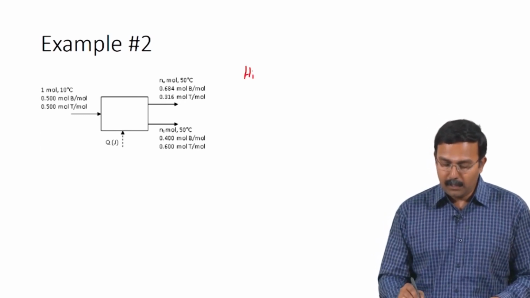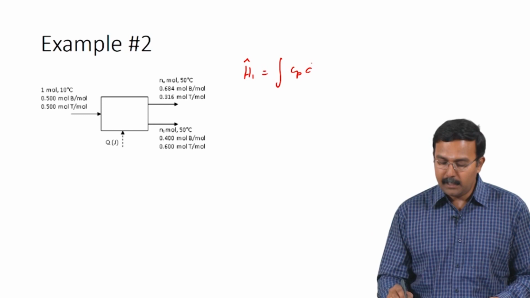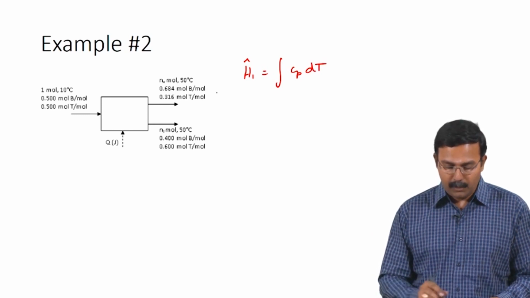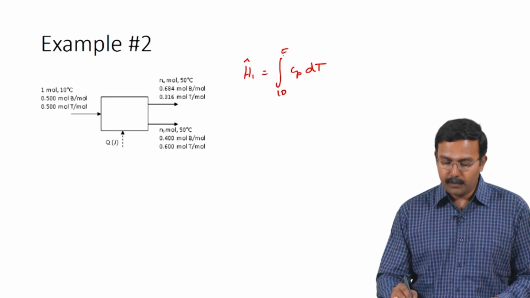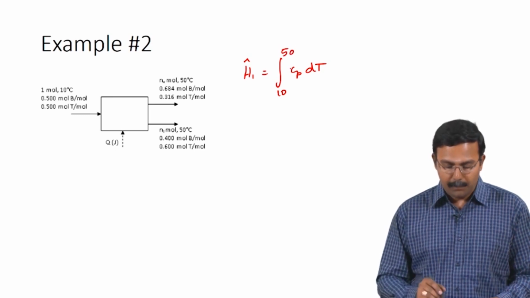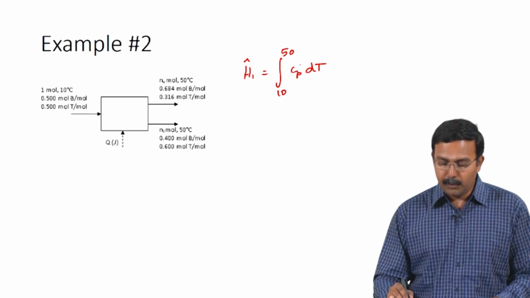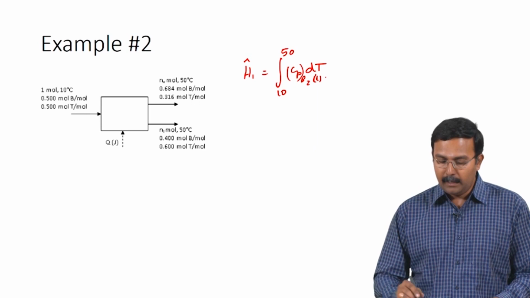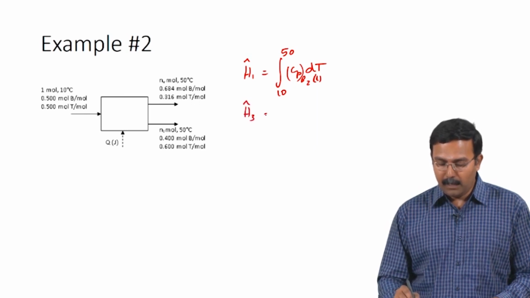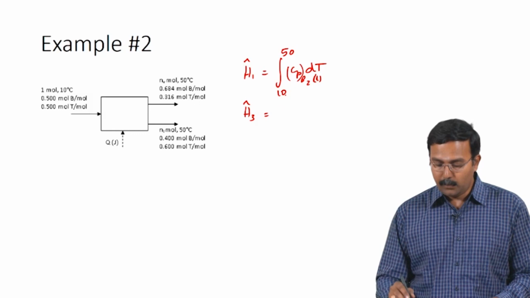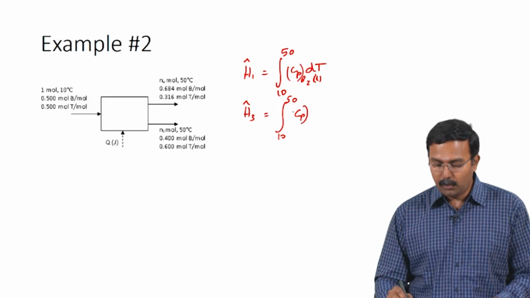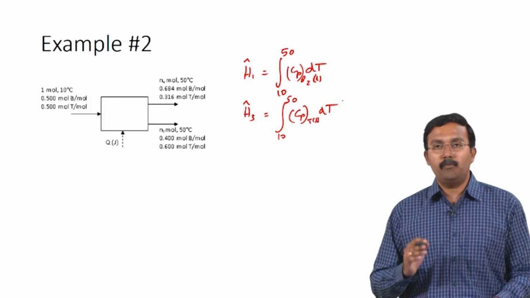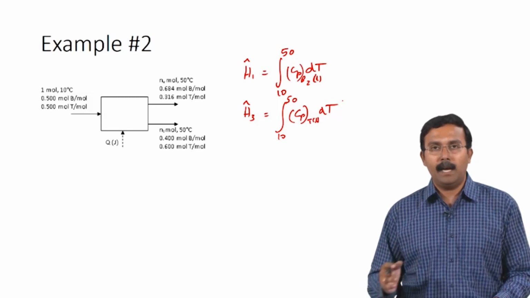We will calculate H1 cap as the integral of Cp dT where temperature changes from 10 degrees Celsius to 50 degrees Celsius. H1 cap is for benzene liquid, so we would use the Cp of benzene liquid for this calculation, and for H3 cap we would use the Cp of toluene liquid. It would still be the integral from 10 to 50 of Cp of toluene liquid dT. So, we need to identify the Cp of benzene and toluene, which can be obtained from any handbook or textbook.